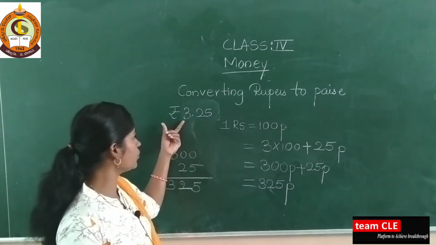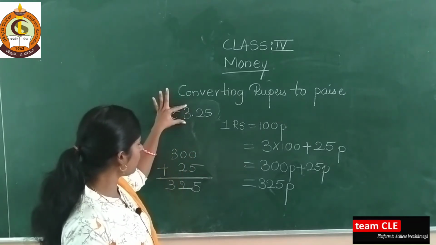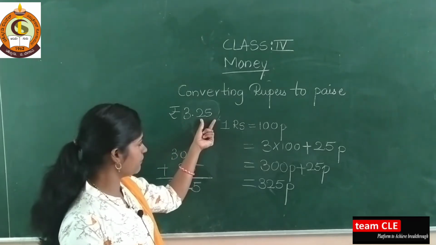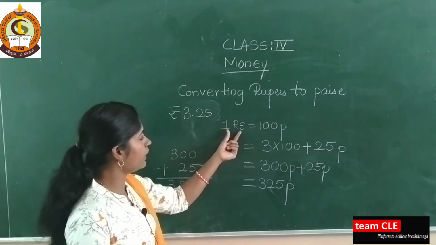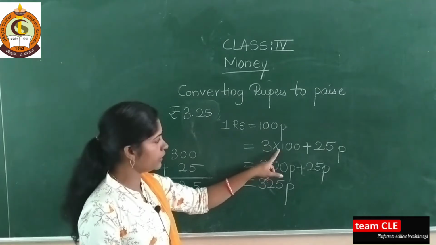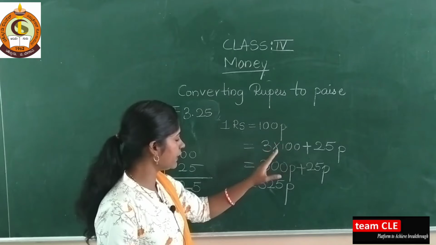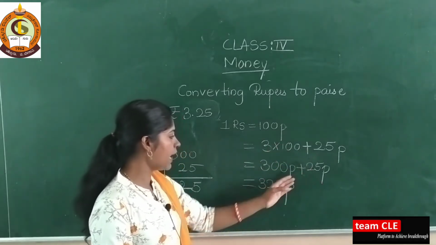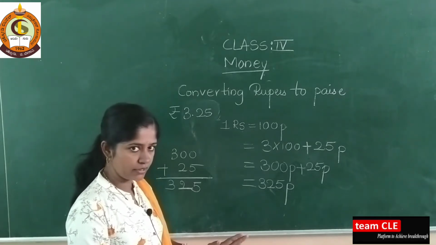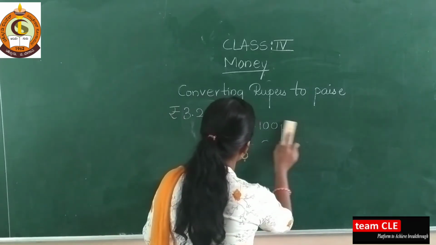First I took here 3 rupees 25 paise. This whole part represents the rupees and this decimal part represents the paise. So you take 1 rupee is equal to 100 paise, and 3 rupees is equal to 3 into 100 plus 25 paise. You multiply this, 3 hundreds are 300, plus 25. After adding this you get 325 paise. Okay, clear? I will solve one more example from your textbook.